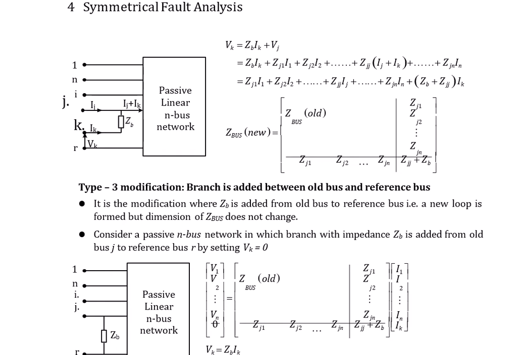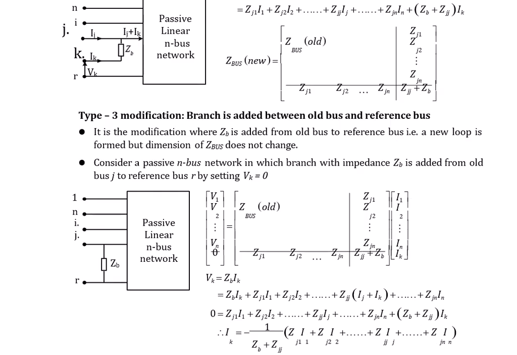So this is the type 2 modification. Then the type 3 modification is all about branches added between an old bus and the reference bus. In type 2 we saw that the branch is added between a new bus and an old bus. Now the branch is added between two existing buses, old and reference. So what will happen?